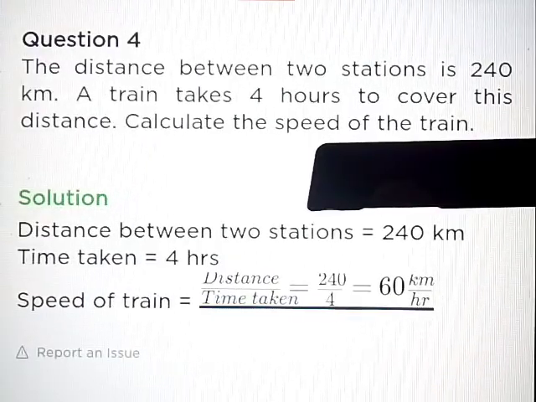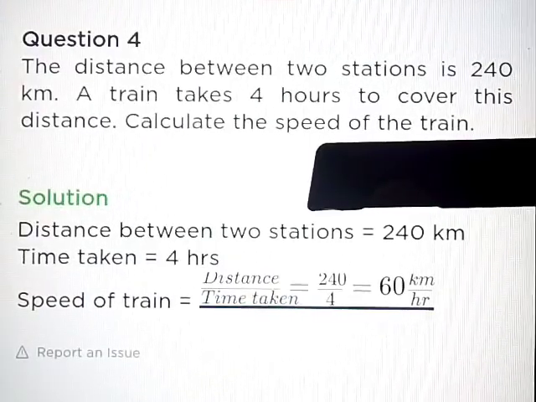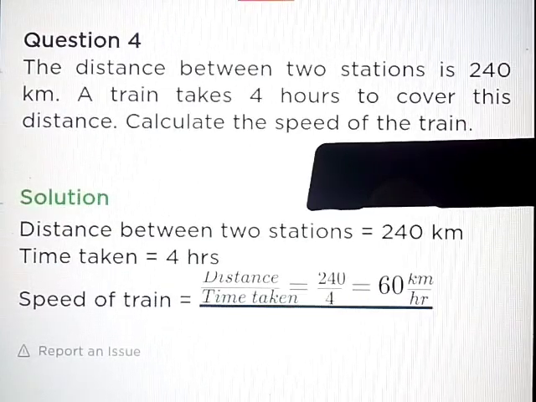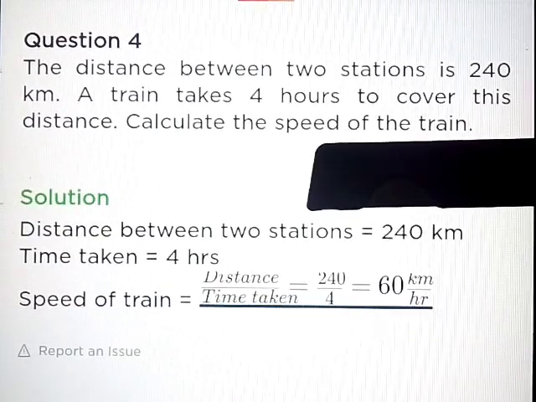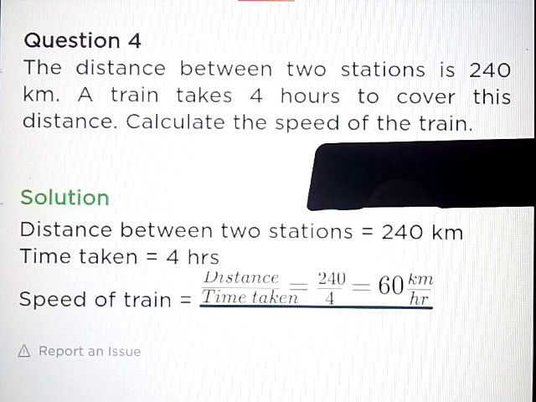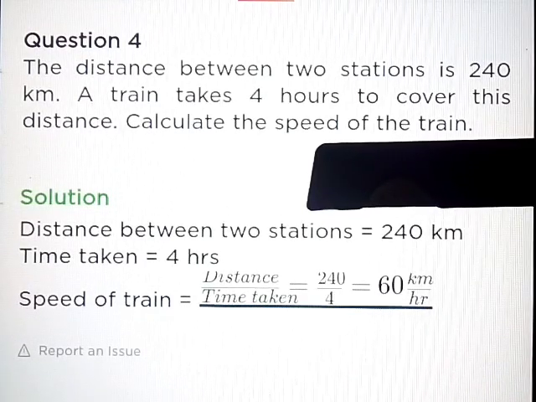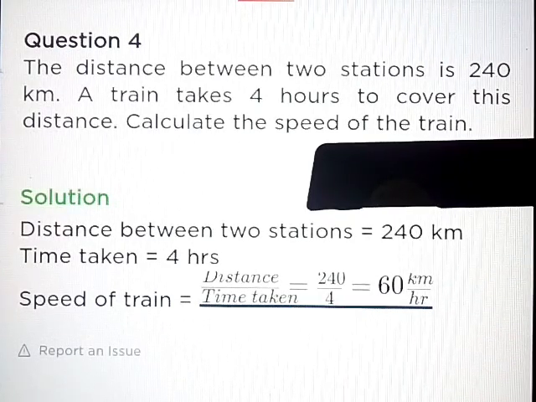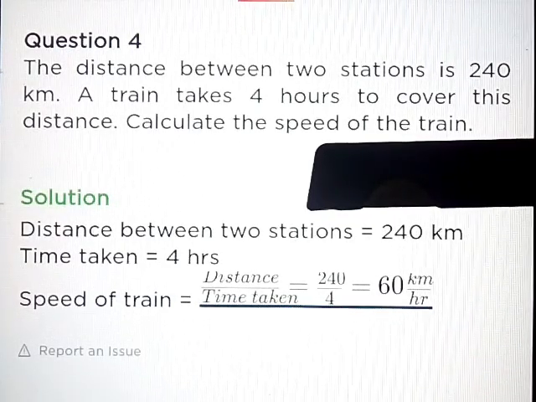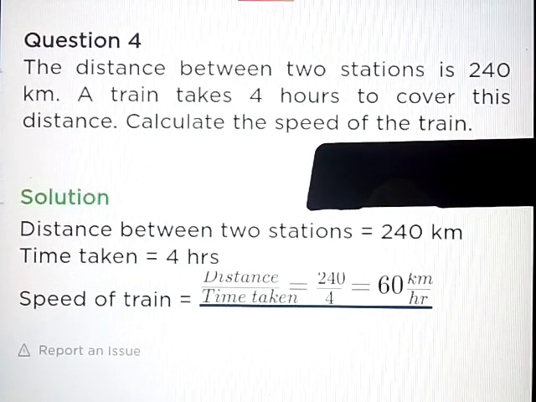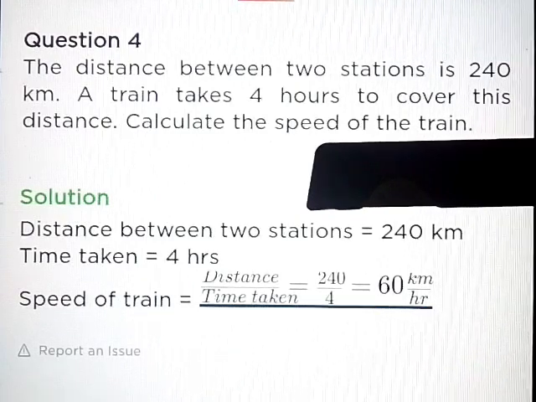Question number 4. The distance between two stations is 240 km. A train takes 4 hours to cover this distance. Calculate the speed of the train. Answer. Distance between two stations is equal to 240 km. Time taken is equal to 4 hours. Speed of the train is 60 km per hour.